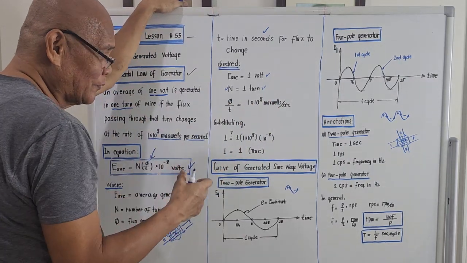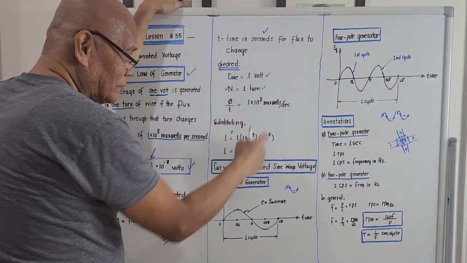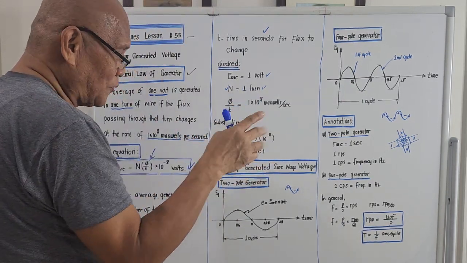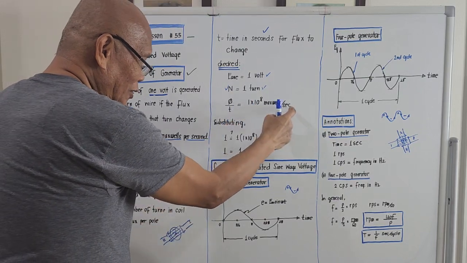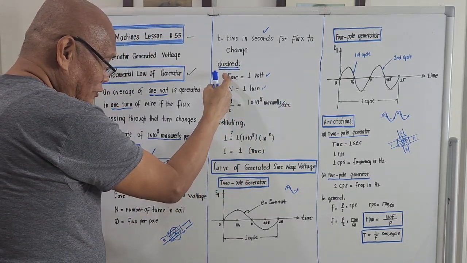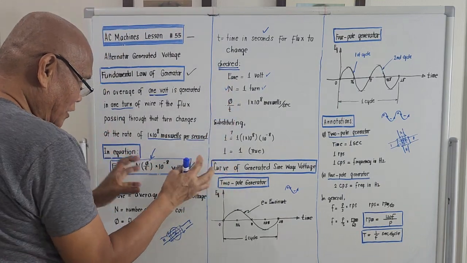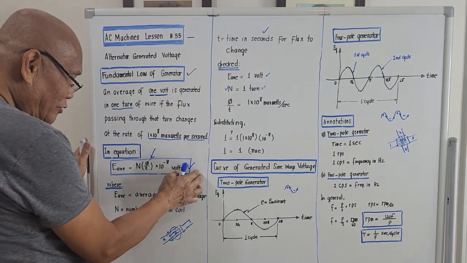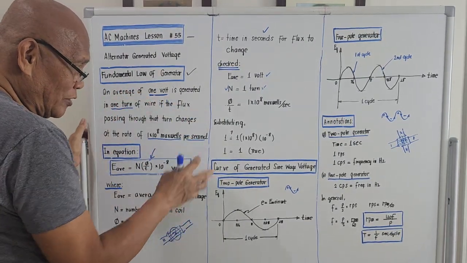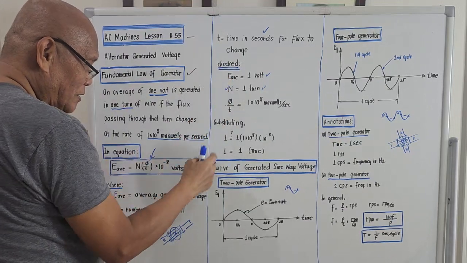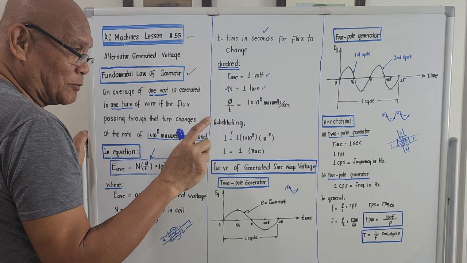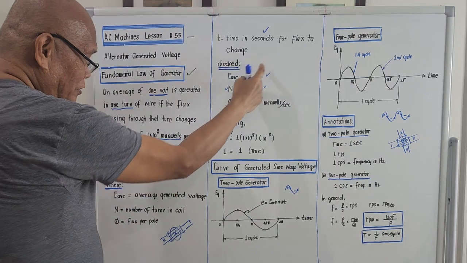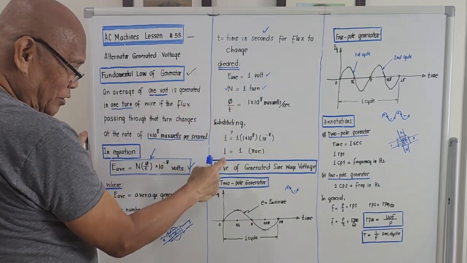According to this fundamental law, the generated voltage is 1 volt if the number of turns involved is just one turn, and the rate of change of flux with respect to time is 1 times 10 to the 8 Maxwells per second. So if we substitute these three values back into the derived equation, because this equation was derived from this, let's see if the generated voltage is really 1 volt.